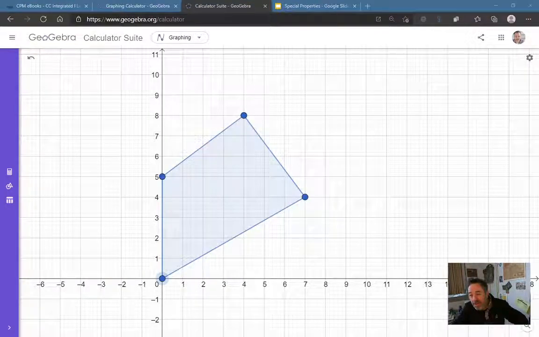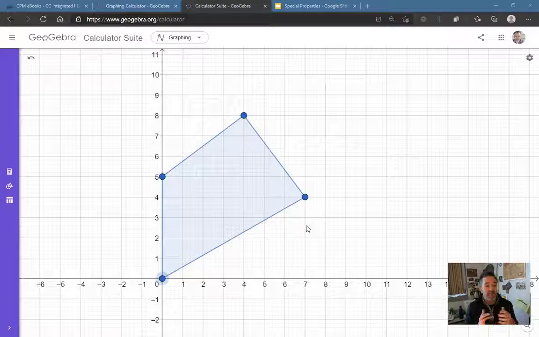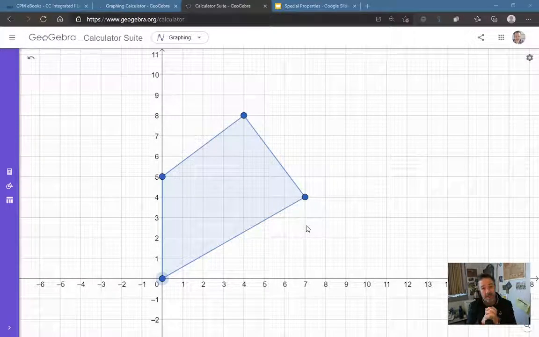Another thing that we can do, and this is a problem that's later on, is I think this is a quadrilateral, and we're asked to describe it. What's special about it? Well, on the list of quadrilaterals that we're going to look at, this perhaps could be a trapezoid, right? It could be a trapezoid.